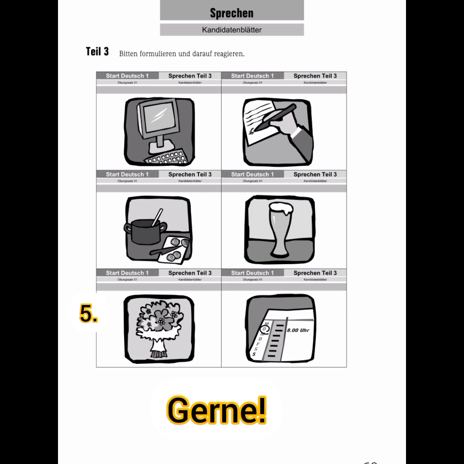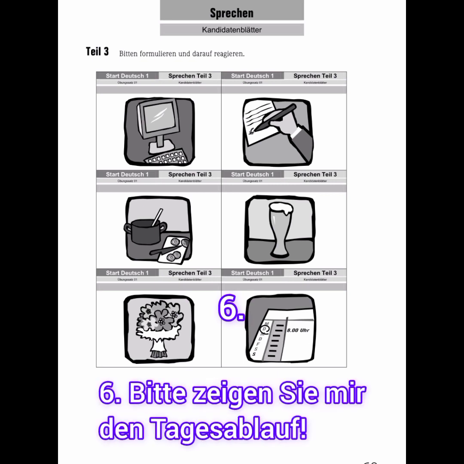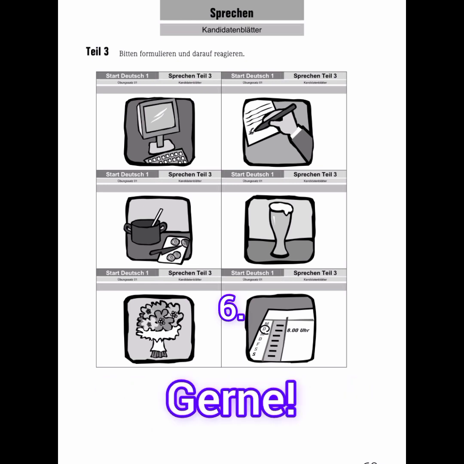And the last picture you can see seems like some sort of calendar or some to-do list. It's Tagesablauf. That is like the daily routine or even the schedule. Okay, your to-do list. So I could tell someone, bitte zeigen Sie mir den Tagesablauf. And then the person could respond, gerne. Okay, so that is what happens in this part number 3 of your A1 Sprechen.